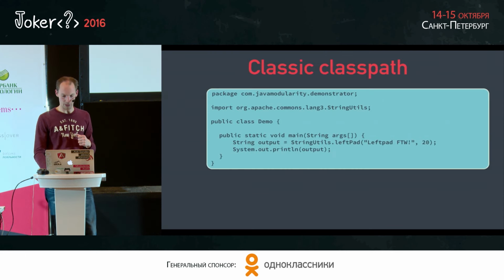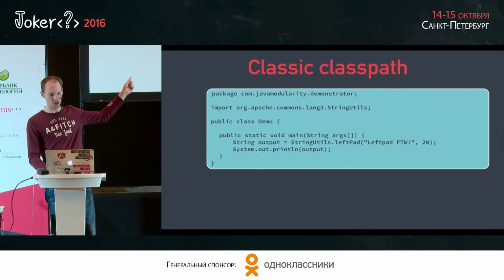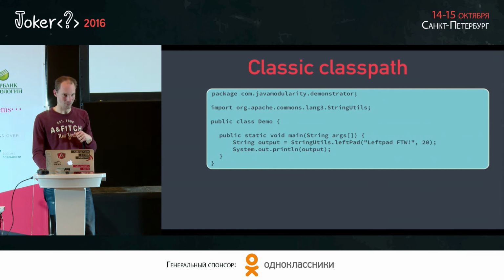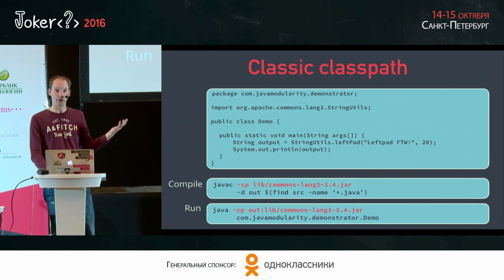But if we want to modularize our own application, and in this case, we can see that we use the leftPad method of StringUtils, that's a very good reason to drag in a third-party dependency, as we've learned from the JavaScript guys. So if we want to use leftPad from commons-lang in this class, we can do this on the class path like this, right? We have the Java compiler with the class path, and we have the Java command with the class path. That all still works on Java 9.